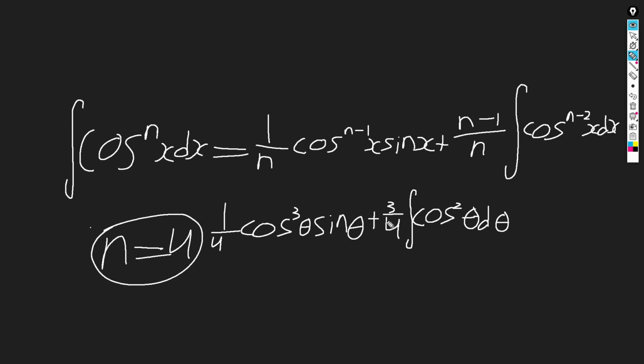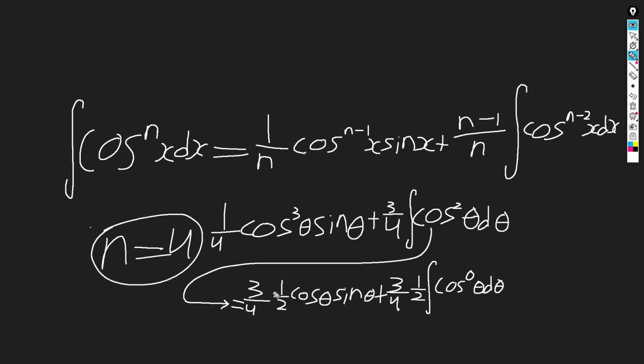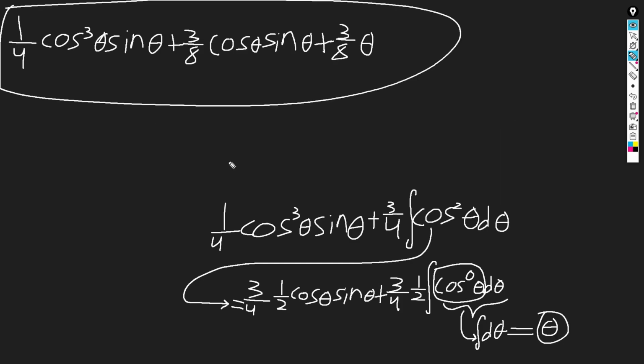And now there's also an integral here, so we'll just use the same formula for this integral right here. Using this formula again for this integral, we get this. And here we have cos to the 0 of theta d theta, and anything to the 0th power is just 1, so this is just the integral of d theta, which is just theta. Simplifying all of this, we get this. So now this is the antiderivative of cos to the 4th of theta d theta.